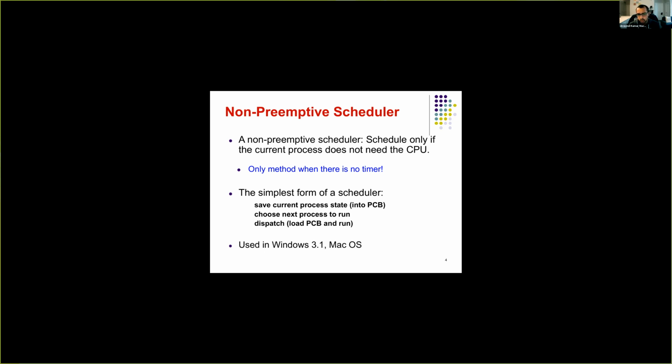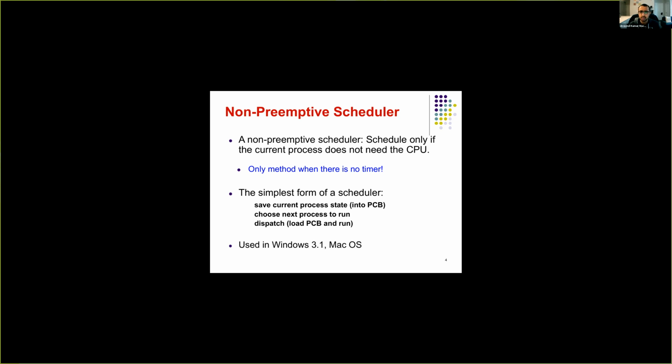One way in which we can do the scheduling is the non-preemptive scheduler. This is one of the oldest, or rather the simplest, schedulers we have seen in operating systems, and it's actually used in old systems such as Windows 3.1 and Mac OS. In this scheduler, the process gets scheduled only if the current process doesn't need the CPU. So if a process needs the CPU, it's always running. However, when a process doesn't need the CPU, it will be paused, and another process that needs a CPU will be scheduled onto the CPU.